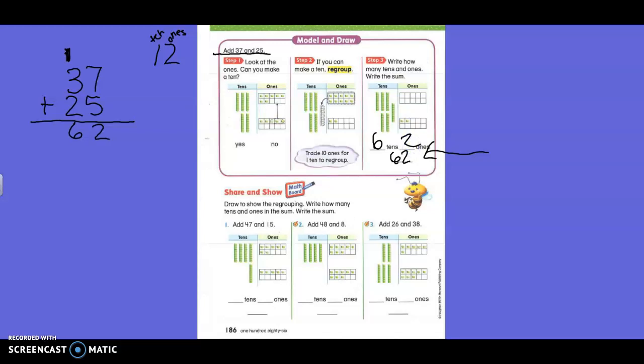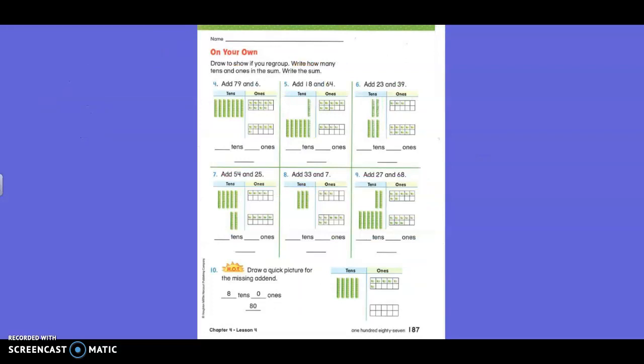Okay. Now, boys and girls, I'm going to hand you out a paper. It has lines on it to help you stack and add and keep them straight. So you're going to do 1 through 9, which is the share and show and the on your own. Not doing number 10. You're going to do 1 through 9 on this front page. And then the back side is where you can do your homework questions. So this is going to be used for both the practice and the homework. I'm going to hand it out to you, and then we're going to go over one problem together.